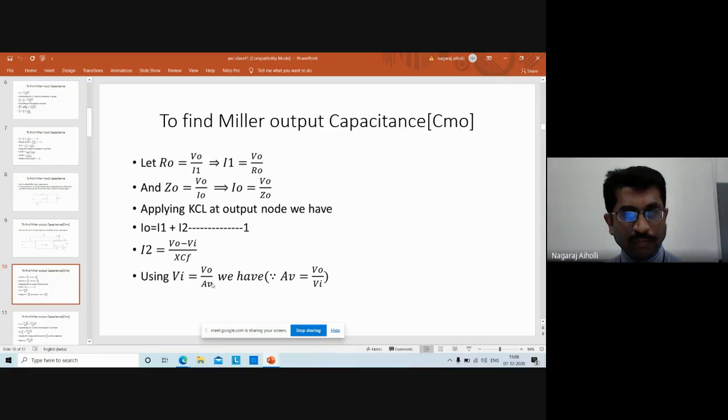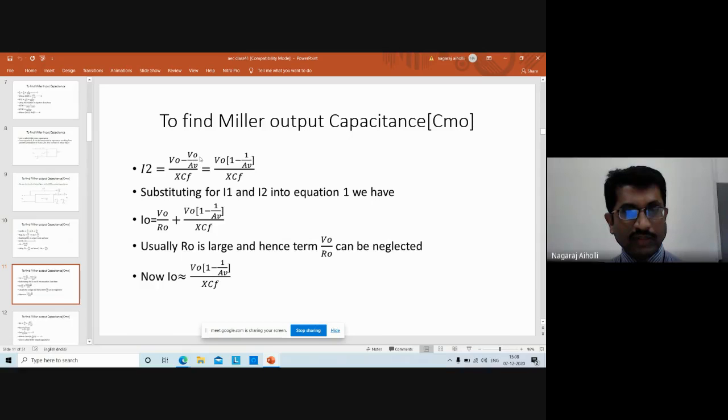Using the gain Av as the ratio of output voltage to input voltage, V0/Vi, we get Vi equal to V0/Av. Substitute that in the equation for I2. We get I2 equal to (V0 - V0/Av)/XCF. V0 common, that is V0 into (1 - 1/Av) divided by XCF. Now substitute for I1 and I2 into equation 1.